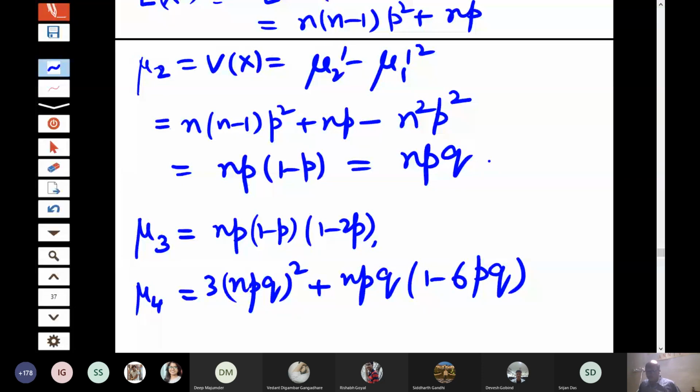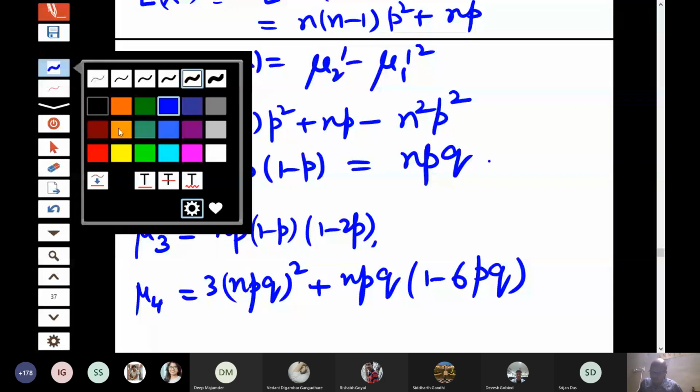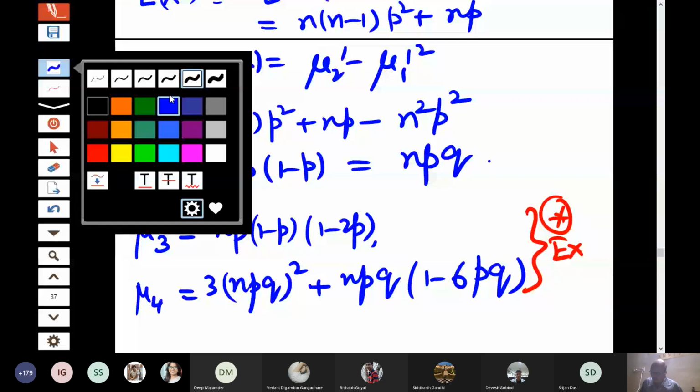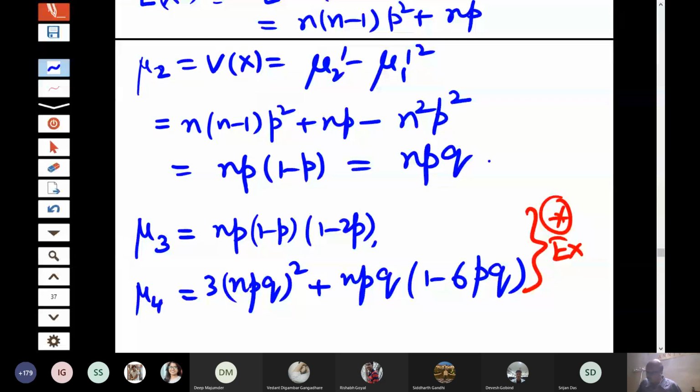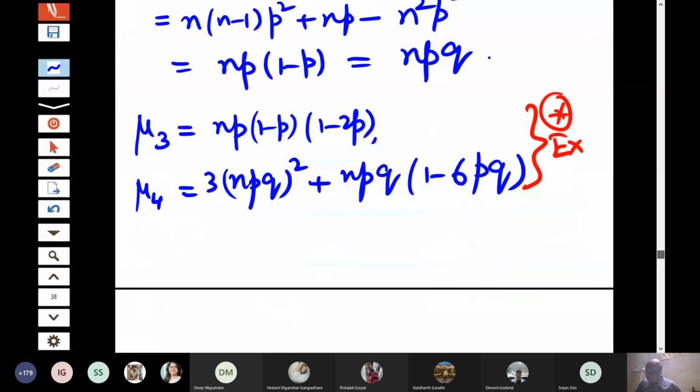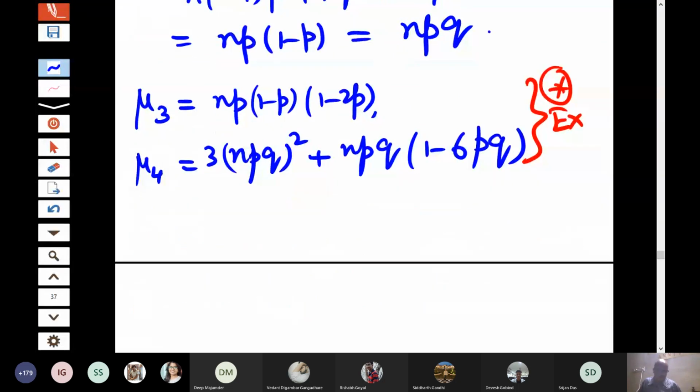So from here we can calculate. I leave this as, say, you please do it yourself, okay? Let me now look at the measures of skewness and kurtosis, okay?